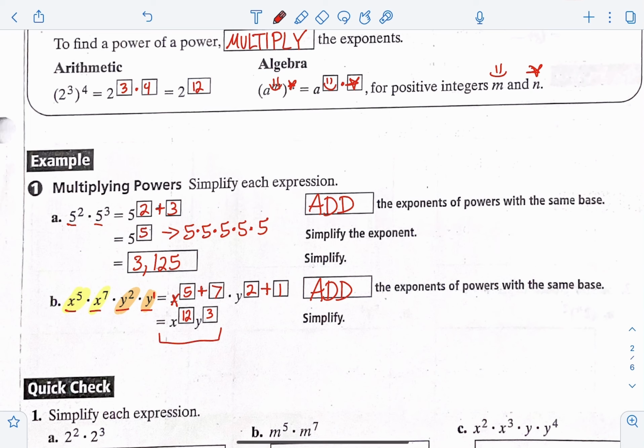Remember, in your final answer, when it has variables and such, you don't need to have a dot between them. x to the 12, y to the third. So you can just write it like this, making sure that your exponents are smaller and up into the right-hand corner of your number or variable, depending on what the problem is.